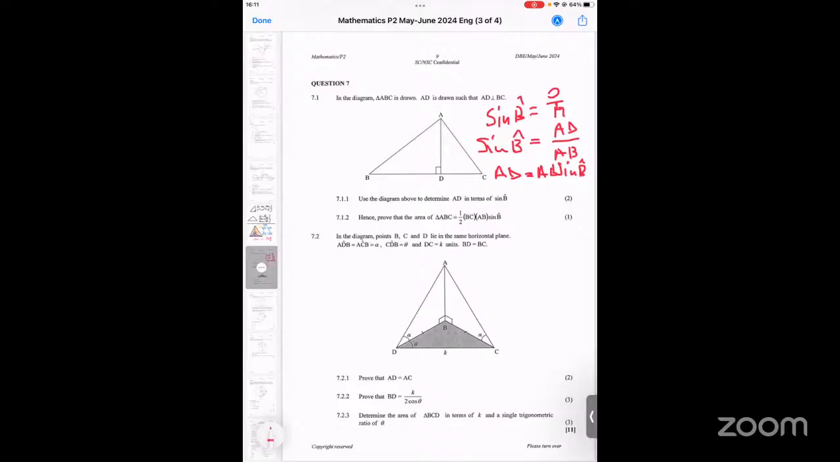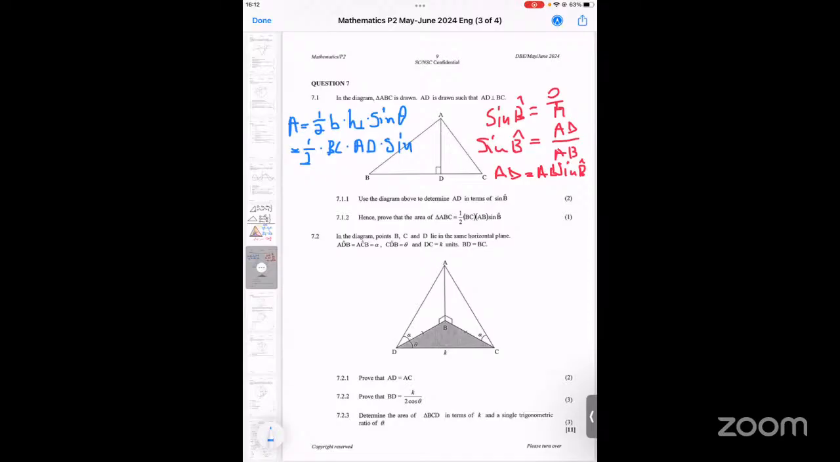Let me write it down on my side. As we all know, the formula for area is half times base times height, so area of triangle ABC is equal to half times BC times AD, because I took AD as the corresponding, perpendicular height.